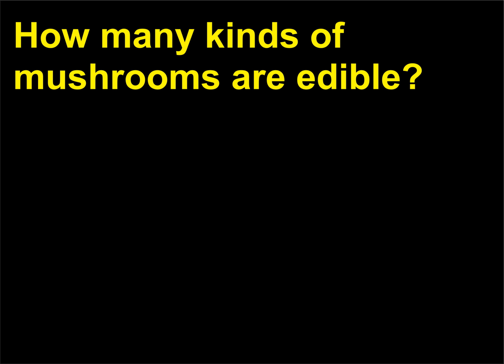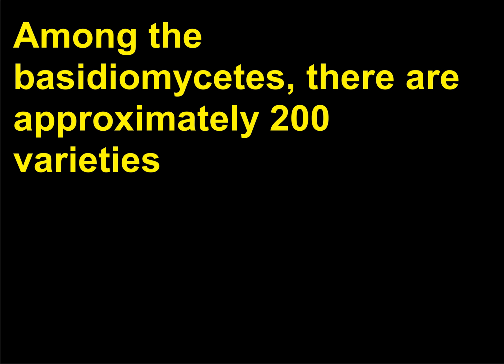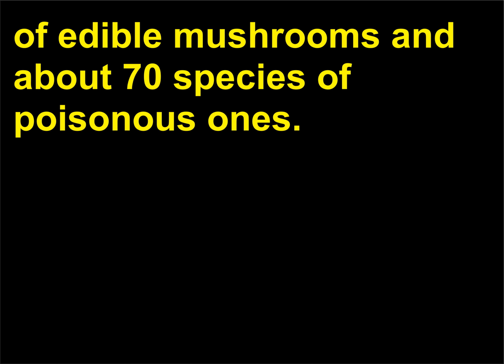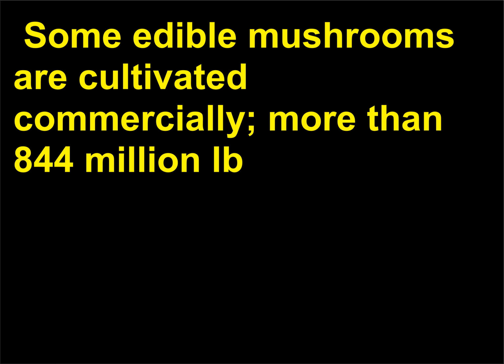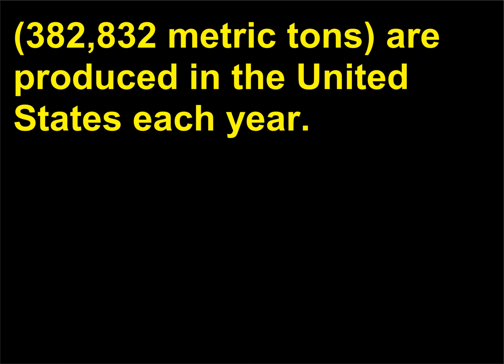How many kinds of mushrooms are edible? Among the basidiomycetes, there are approximately 200 varieties of edible mushrooms and about 70 species of poisonous ones. Some edible mushrooms are cultivated commercially. More than 844 million pounds, 382,832 metric tons, are produced in the United States each year.